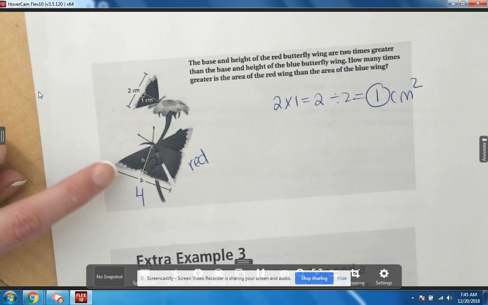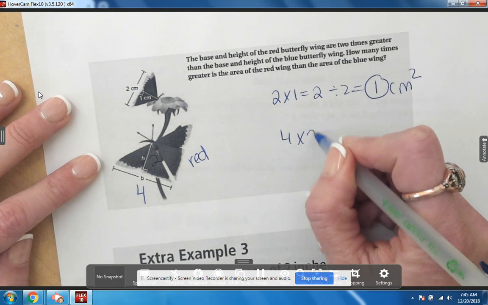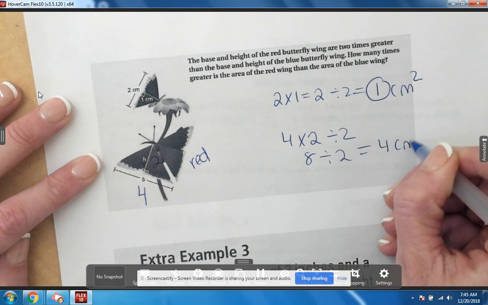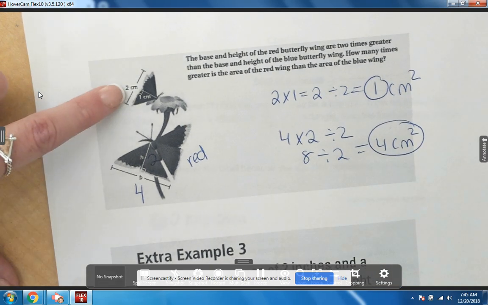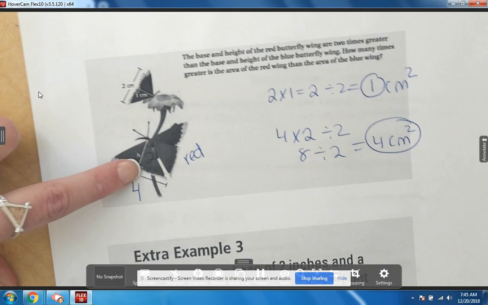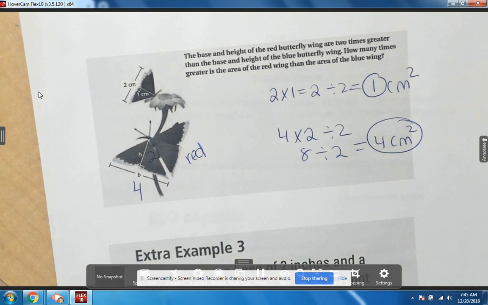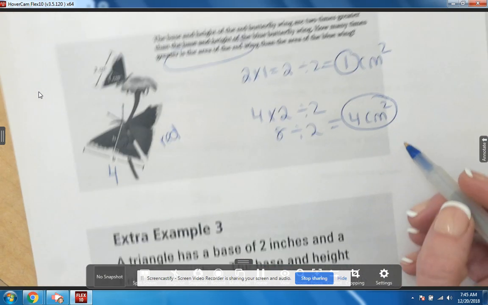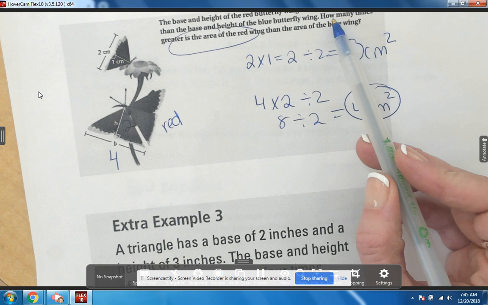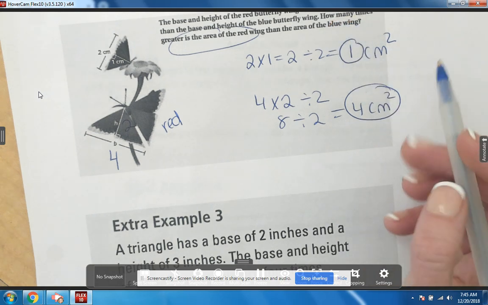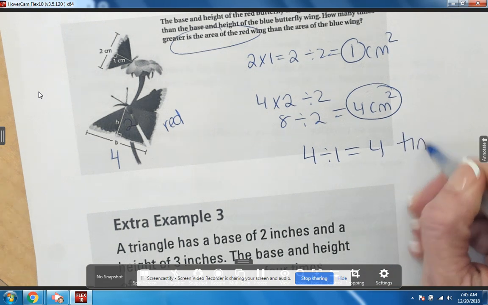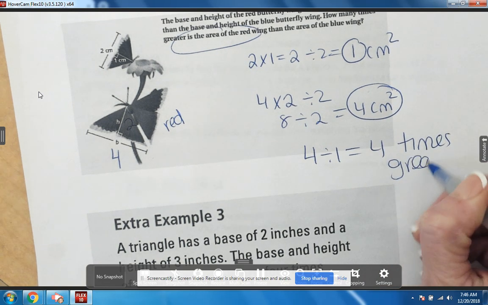Now I'm going to do the same thing for the bigger one. So base times height divided by 2. So that's 8 divided by 2 is 4 centimeters squared. Okay, so the area of the small butterfly wing is 1. The area of the big butterfly wing is 4. It says how many times greater is the area of the red wing than the area of the blue wing? When they say how many times greater, that means you want to do the opposite of this. It's like the same thing as how many times more. So you do the opposite of multiplying. So just 4 divided by 1, which is 4. So that means it's 4 times greater.